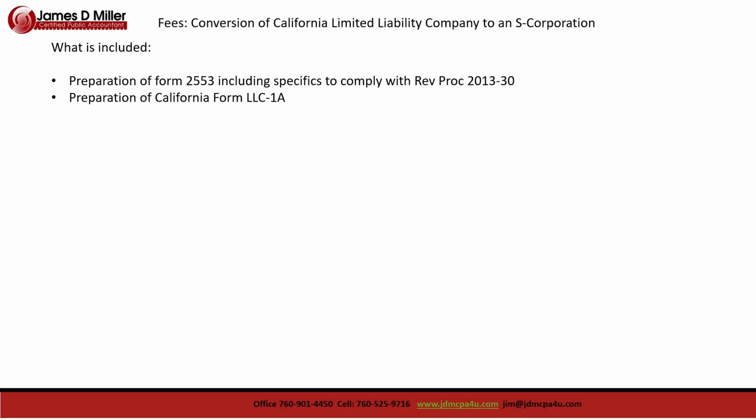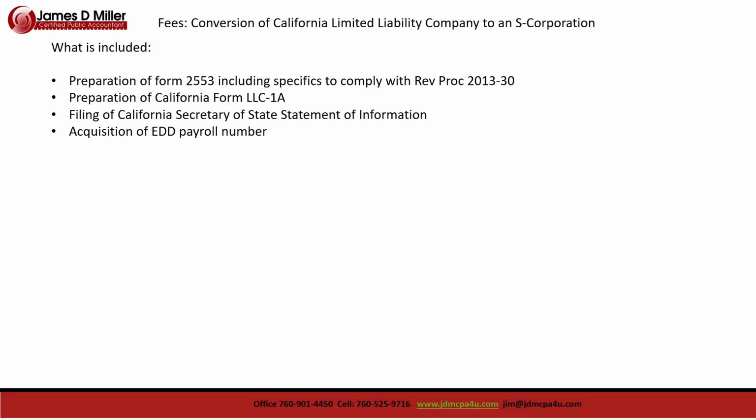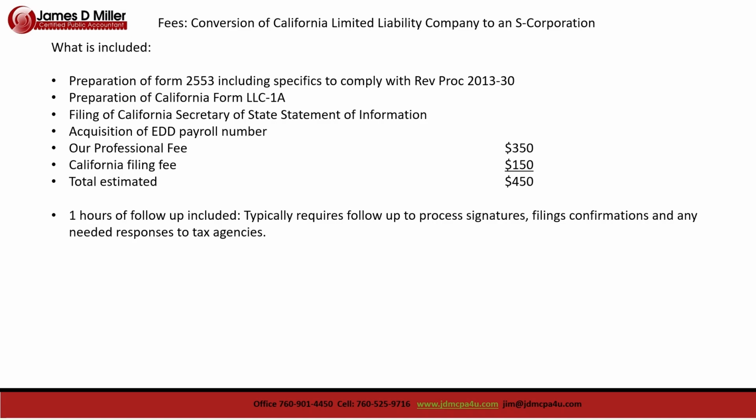So we do these conversions for our clients, and I'd like to lay out what we include in our services and what we do not. So what do you get? We prepare your 2553. We prepare the LLC-1A. We file a statement of information, and we get you your EDD payroll number. We charge $350 to complete those services. California charges you $150. The total is $500.